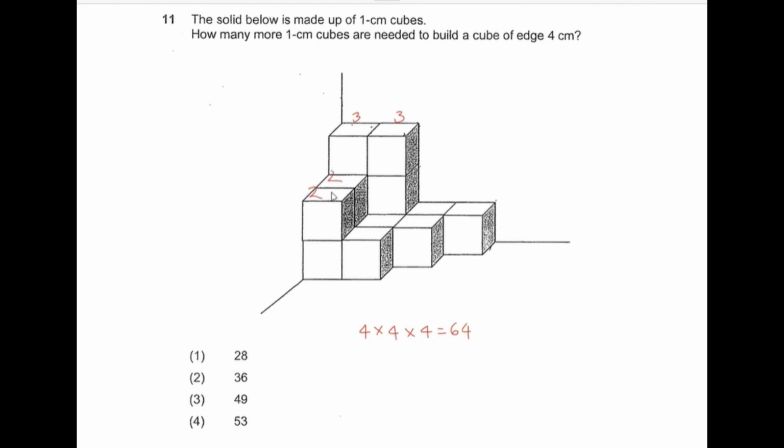Then how many of one layer are there? 1, 2, 3, 4, 5. So 3 times 2 plus 2 times 2 plus 5. So 6 plus 4, 10, 10 plus 5, 15. How many more do we need? We'll take 64 minus 15, which is 49. Okay, so option 3.